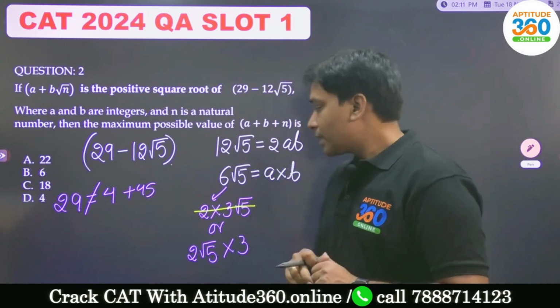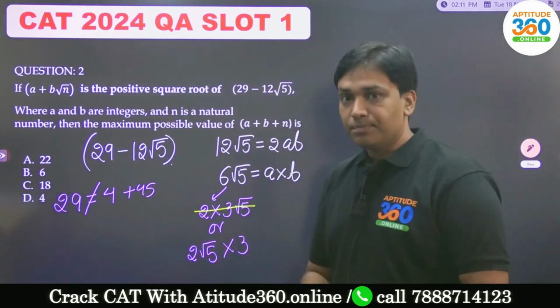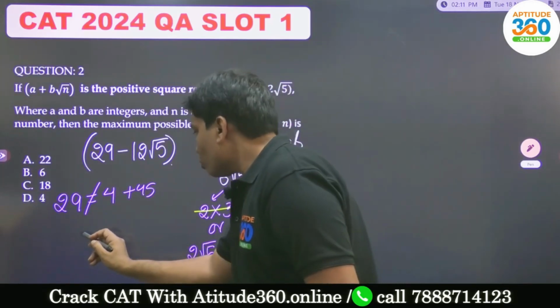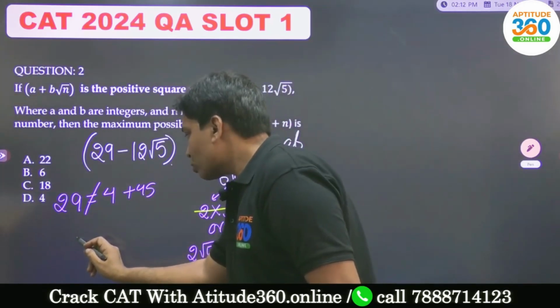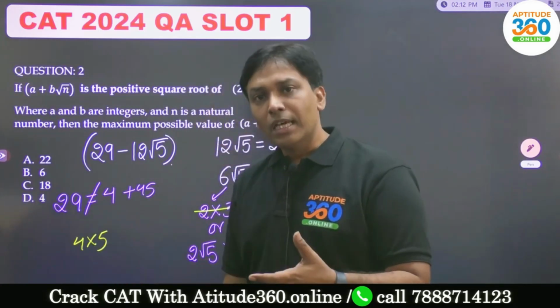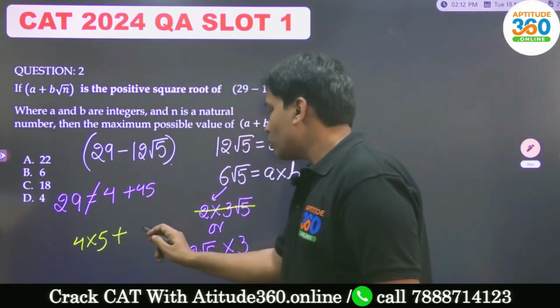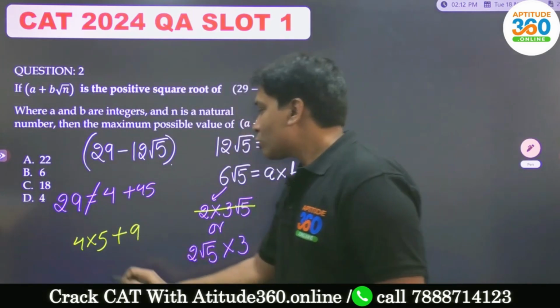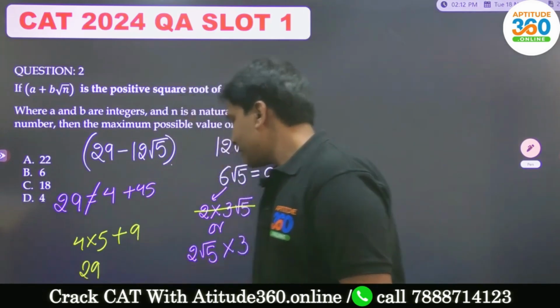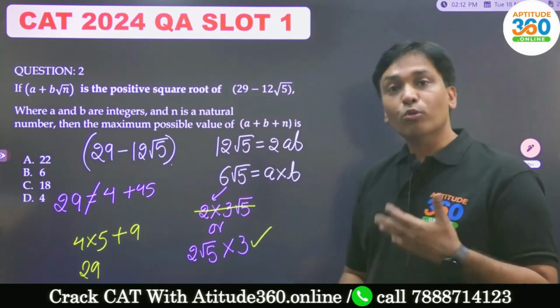So this option is already eliminated from here, right? Isn't it simple? Now, if we take a as this and b as this, so 2 root 5, what is the square of 2 root 5? 2 square is 4 into 5, square of root 5 is 5, plus 3 square is 9. So do you see that now it is 29? Now it is 29. So this is what we are looking out for.